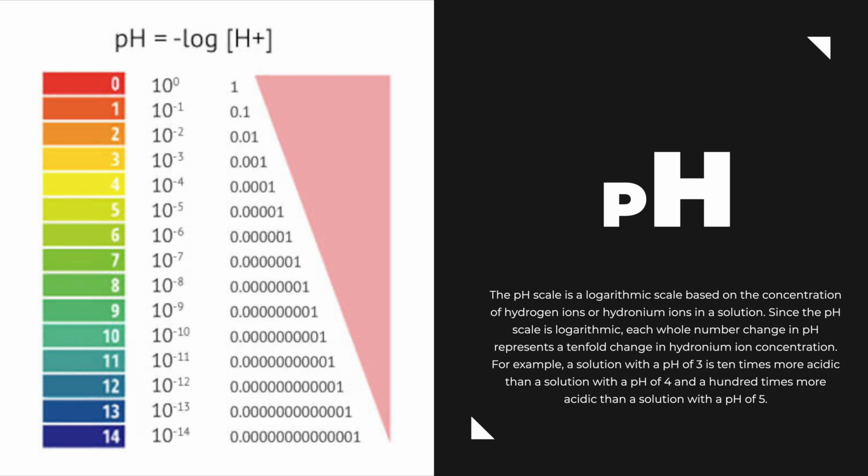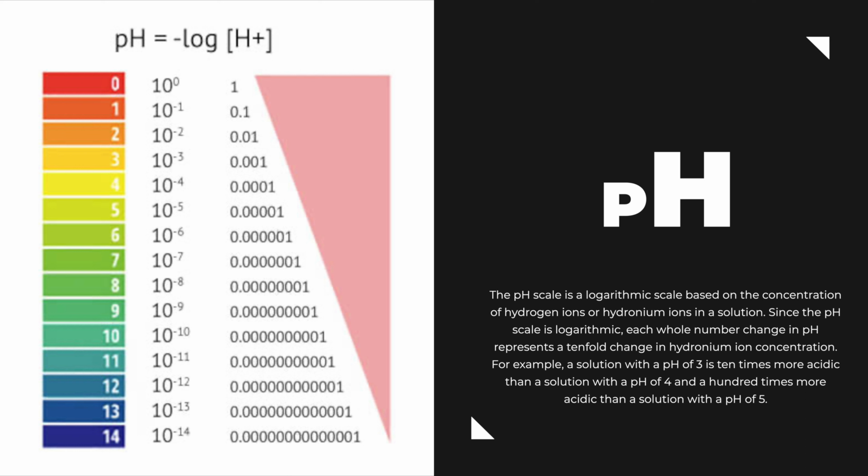The pH scale is a logarithmic scale based on the concentration of hydrogen ions or hydronium ions in a solution. Since the pH scale is logarithmic, each whole number change in pH represents a 10-fold change in hydronium ion concentration. For example, a solution with a pH of 3 is 10 times more acidic than a solution with a pH of 4 and 100 times more acidic than a solution with a pH of 5.